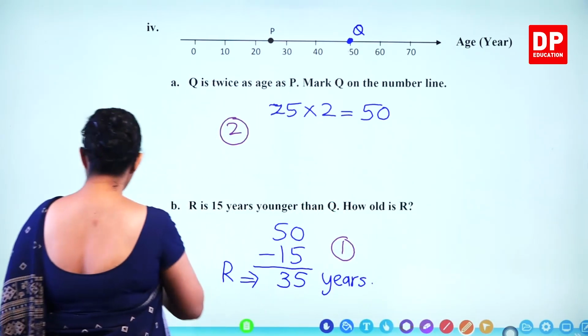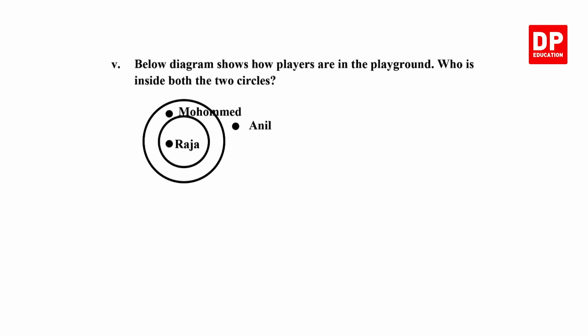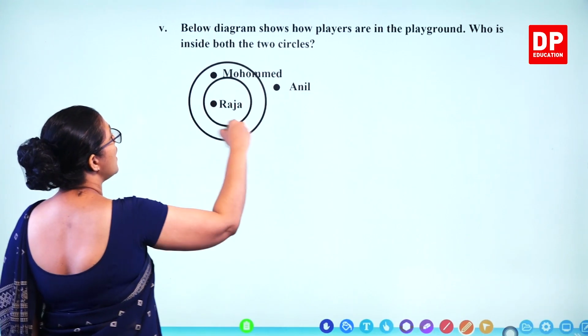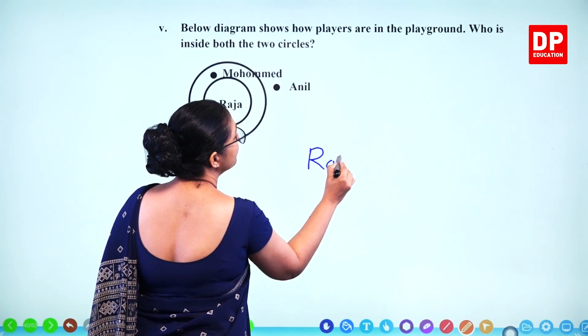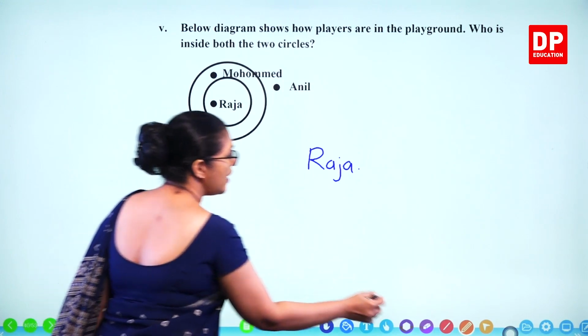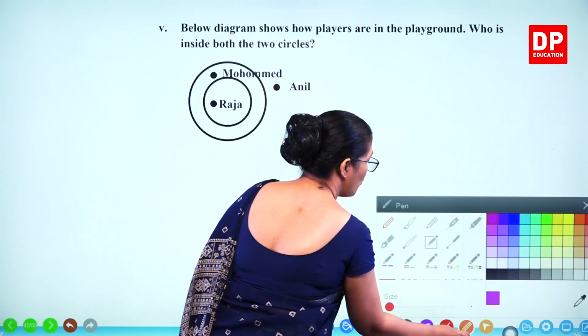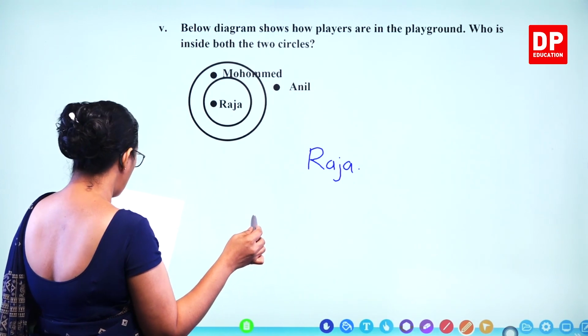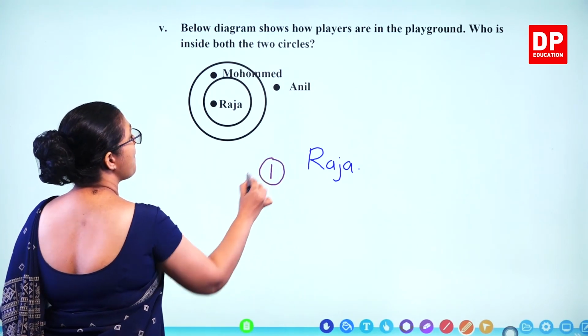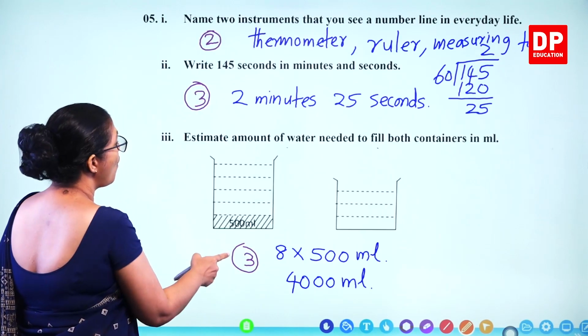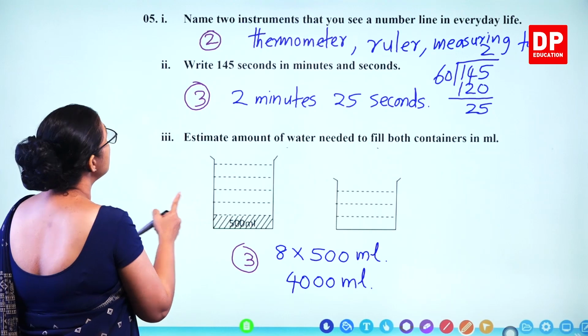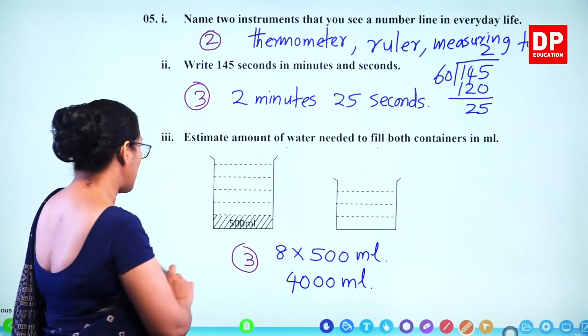Let's do the last part. The diagram shows where players are in the playground. Who is inside both the 2 circles? So inside this one and this one. That's Raja. So you need to identify who is inside both the 2 circles. So you get 1 mark there. So 1, 2, 3, 4, 5, 6, 7, 8, 9, 10, 12 marks for question number 5 as well.